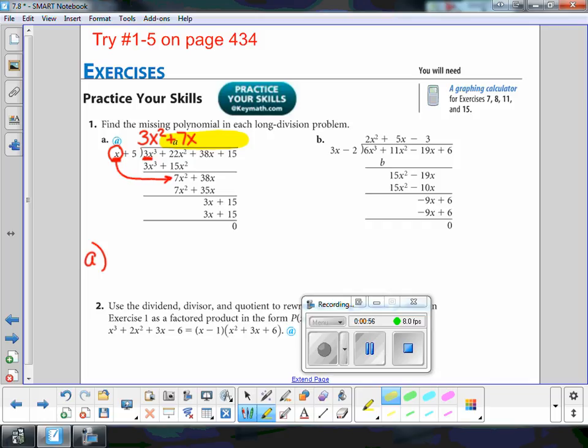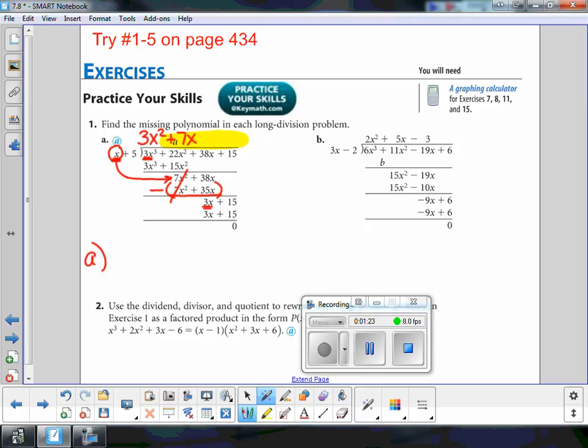So the rest of this comes from above that red line. If you take 7x times x, you get the 7x squared. If you take 7x times 5, you get the 35x. Then the process goes like this. You subtract this quantity. These cancel. 38x minus 35x gives you this 3x right there.